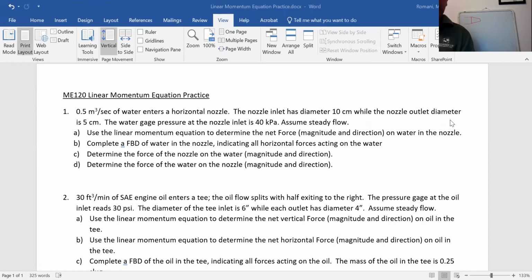So I'll read it out loud. 0.5 meter cubed per second of water enters a horizontal nozzle. The nozzle has inlet diameter 10 centimeters, while the nozzle outlet diameter is 5 centimeters. The water gauge pressure at the nozzle inlet is 40 kPa. Assume steady flow, and A is use the linear momentum equation to determine the net force, magnitude, and direction on water in the nozzle. Go.